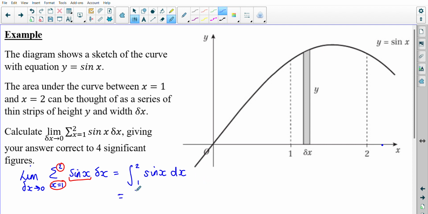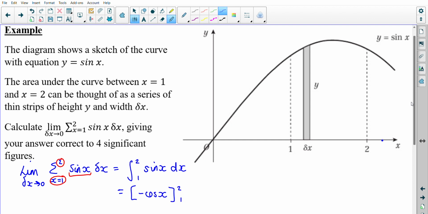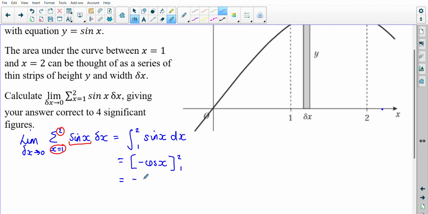So from here, a very nice integration it should be. If you integrate sine x, you get minus cos x. Then put the limits, and I will substitute in the limits. Now working in radians, we're integrating with trigonometry. So I'm going to get some decimal answers here. I'll write them out as much as I can.